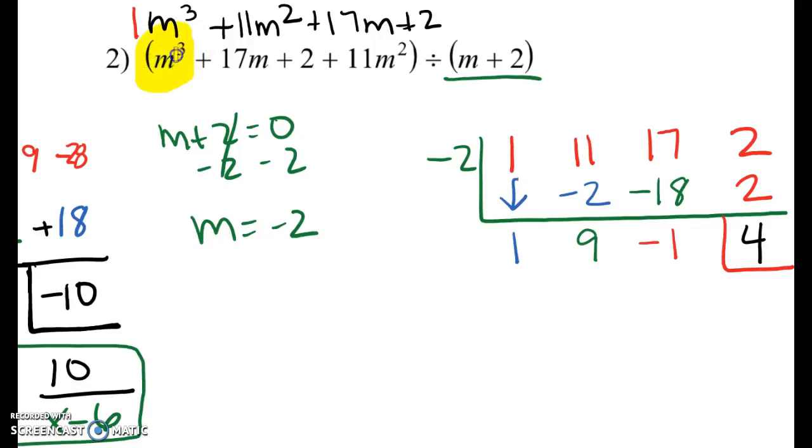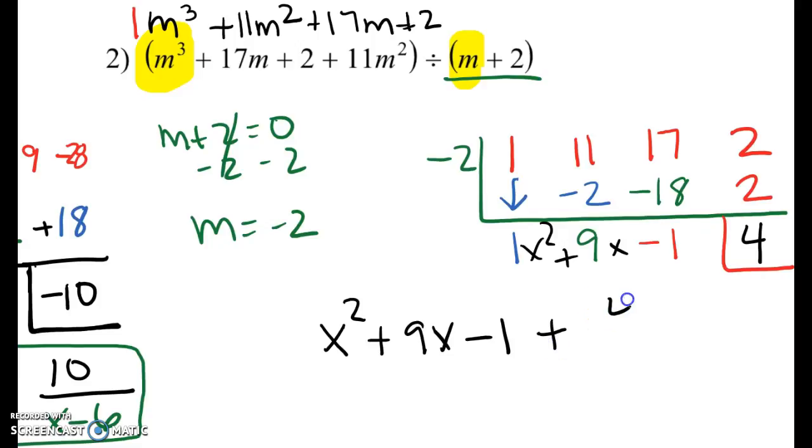So if I look here, I divided m cubed by m, so my resulting polynomial is going to be m squared plus 9m minus 1. So my quotient is m squared plus 9m minus 1. And my remainder is 4 over my divisor, m plus 2.